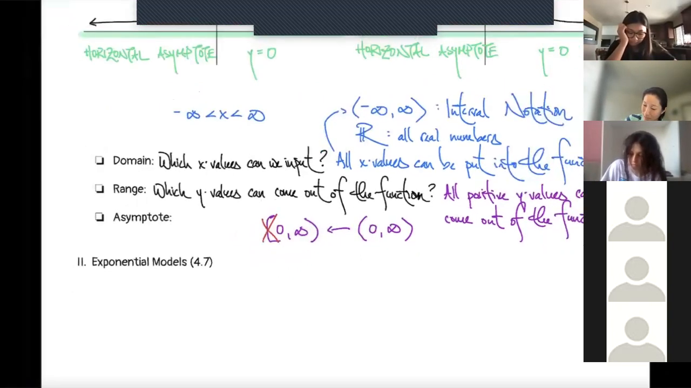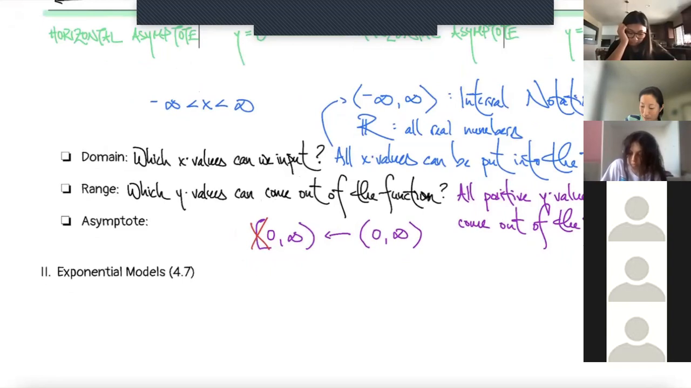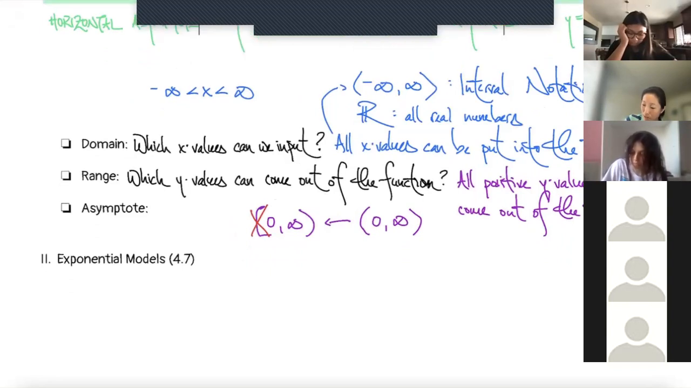All right, last piece to this, the asymptote. And we had written that earlier. There is a horizontal asymptote at y equals 0. That is a special feature about the exponential function. Okay.